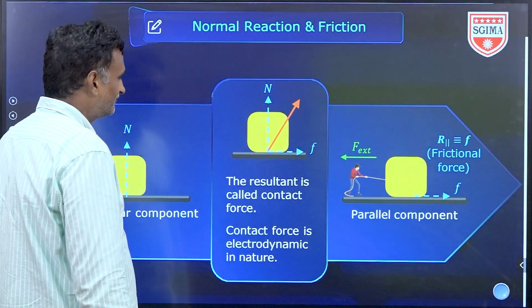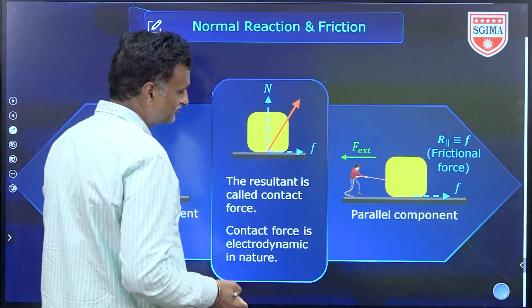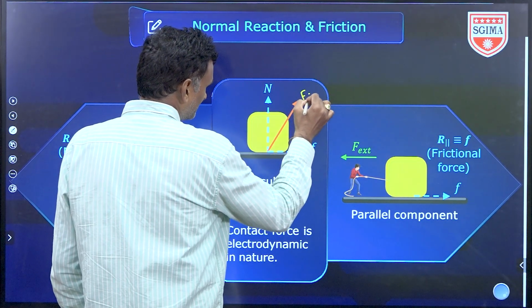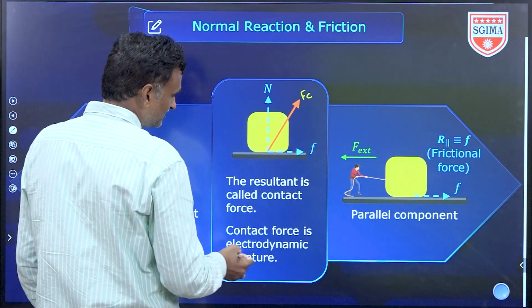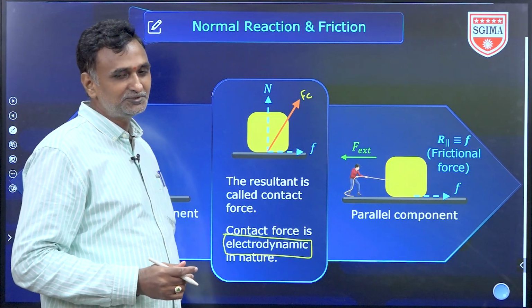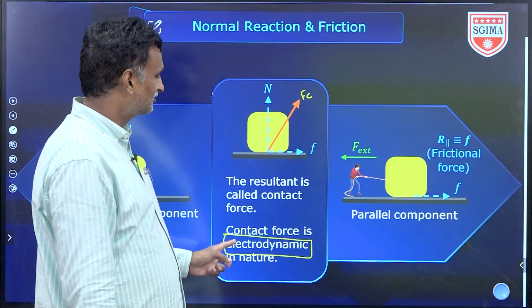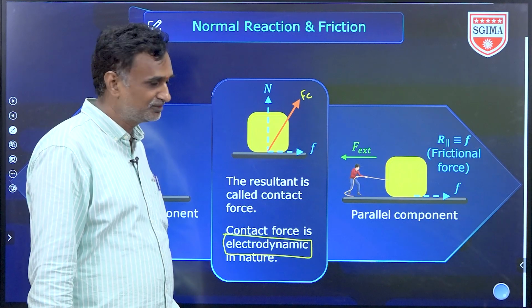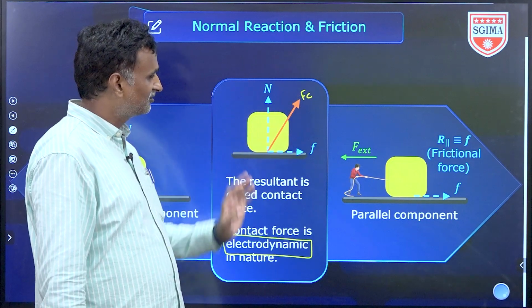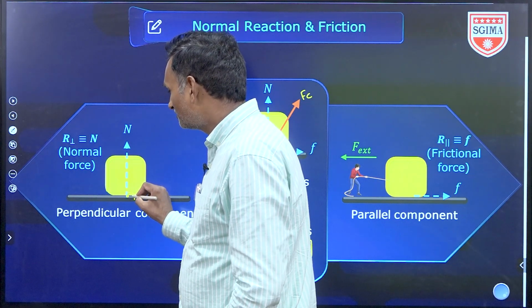So normal reaction and friction. Okay, it is a reaction force. One is friction, one is normal. The resultant is called contact force here. This is contact force, and contact force is electrodynamic in nature. Actually friction arises due to electromagnetic interaction between fundamental particles of two bodies, so that's why its nature is given as electrodynamic. One component will come parallel, one component will come perpendicular. That perpendicular force we call normal force, and it always acts perpendicular to the surface.